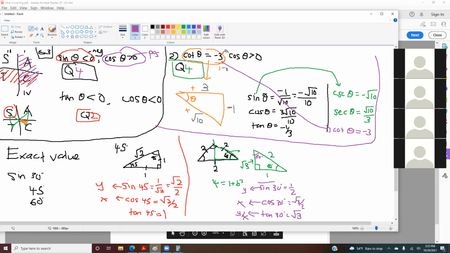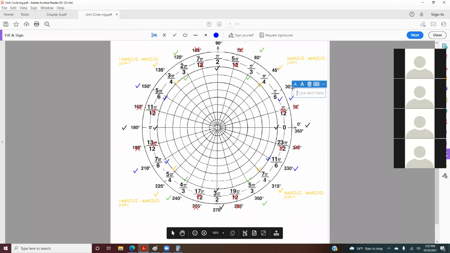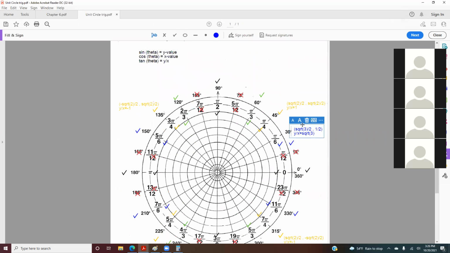So in this case, if you look at this blue one, it's going to be square root of 3 over 2 and 1/2. And for the y over x, this is square root of 3. So this is for 30 degrees. Don't forget, this x value is for the cosine 30 degrees or cosine pi over 6. The y value is for sine 30 degrees or sine pi over 6. The y over x is for tangent.